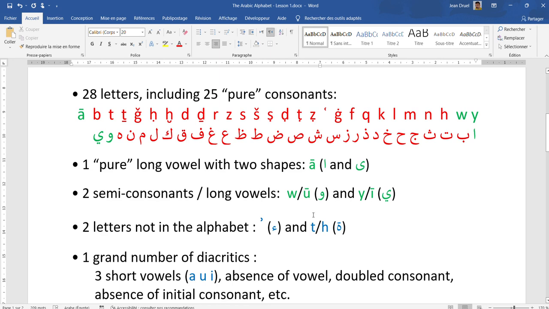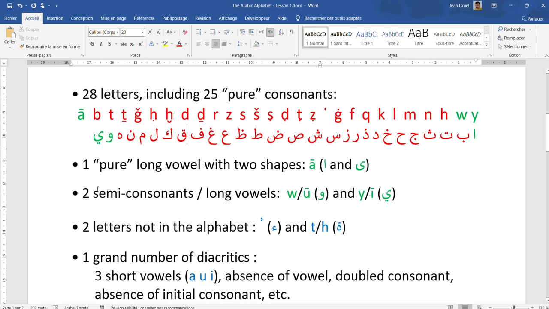It's pronounced A, and it has 2 shapes. The first shape that we see here, and the second shape, which is only final. So this shape is found in the middle or at the end of the word, and that one, which by the way is not in the alphabet, you have something similar but with 2 dots. So that shape is only final. So you have a long A, either middle or ending, and only ending.